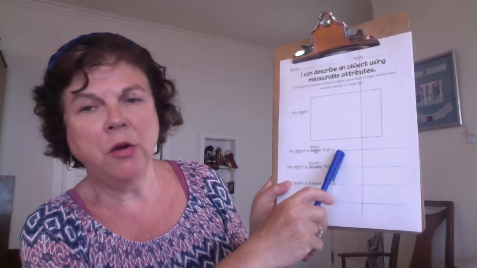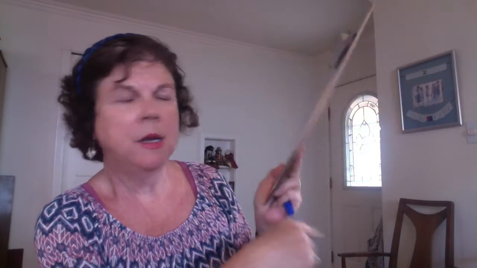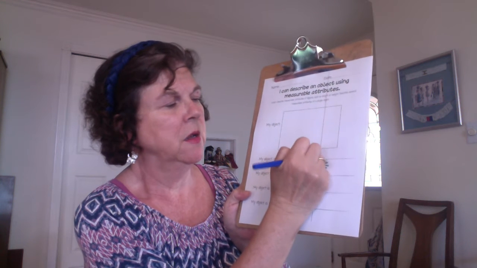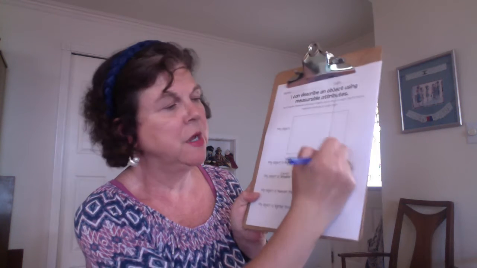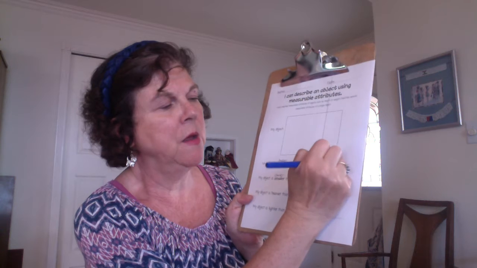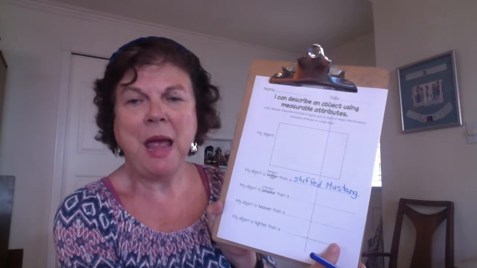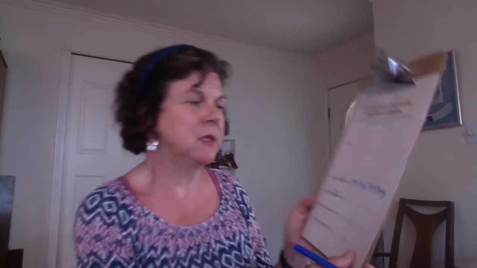So I'm going to write on my form, my object is longer than a stuffed Mustang. Because that's what the Cal Poly mascot is. It's the Mustangs. That's a type of horse.